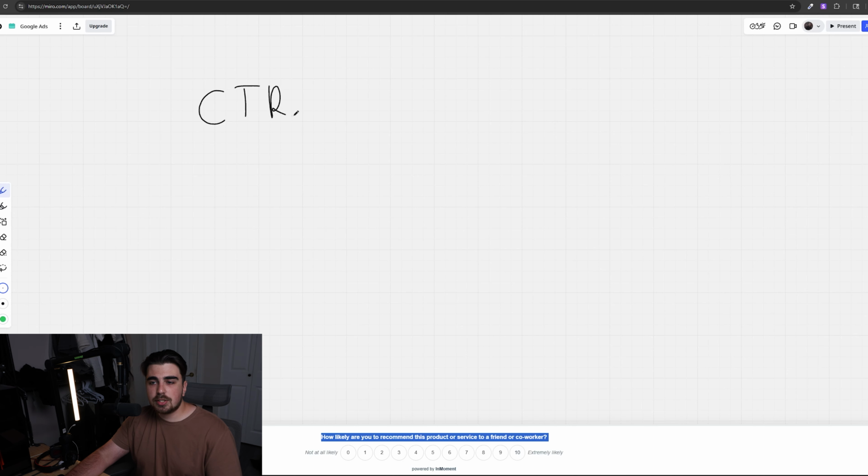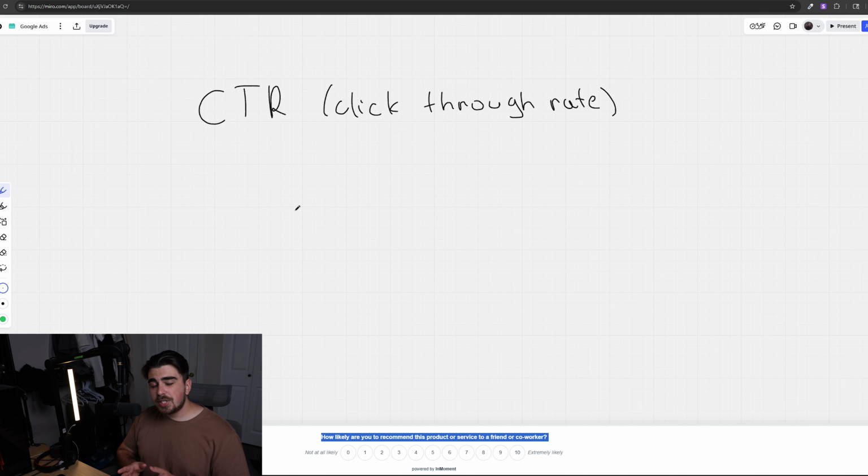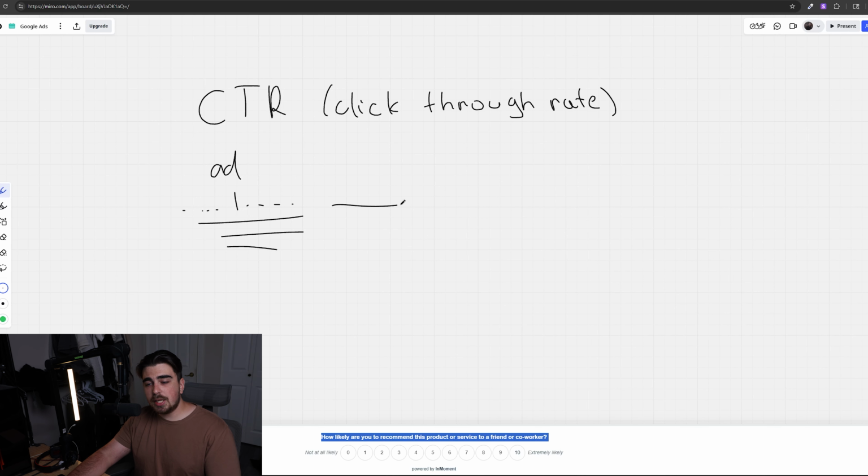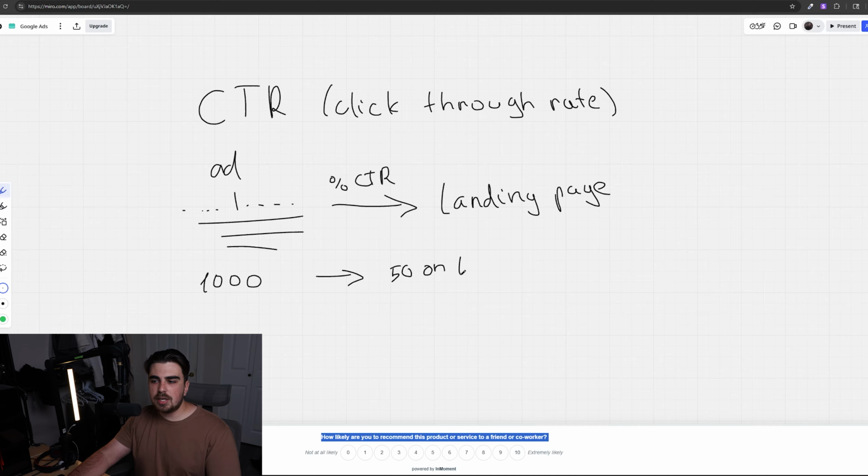Next one is CTR, click-through rate. CTR shows what percentage of people click on your ad after seeing it. So let's say your ad popped up, right? And somebody clicks on this ad and goes to your landing page. So the percentage of people who clicked on the ad and got to the landing page is called CTR. 1,000 people were shown your ad and only 50 people landed on your page. Therefore, your CTR is 5%.